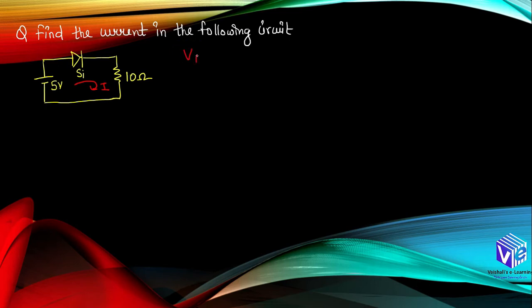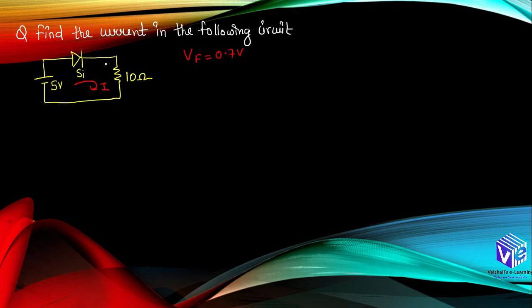So now VF, we all know it is 0.7 volt, right? It is given that we have silicon, so we will be having VF equal to 0.7 volt. So always and always you have to see the biasing and you have to find out the VF, right?